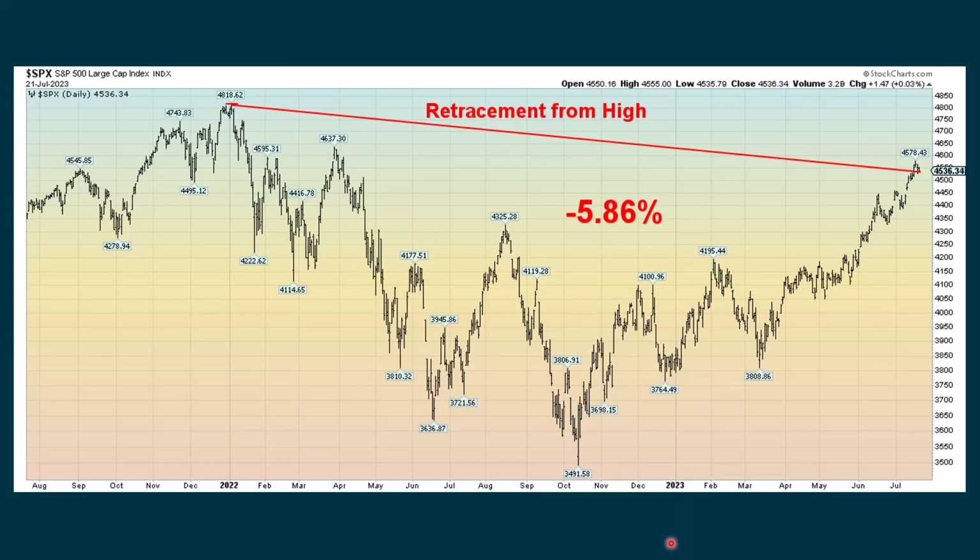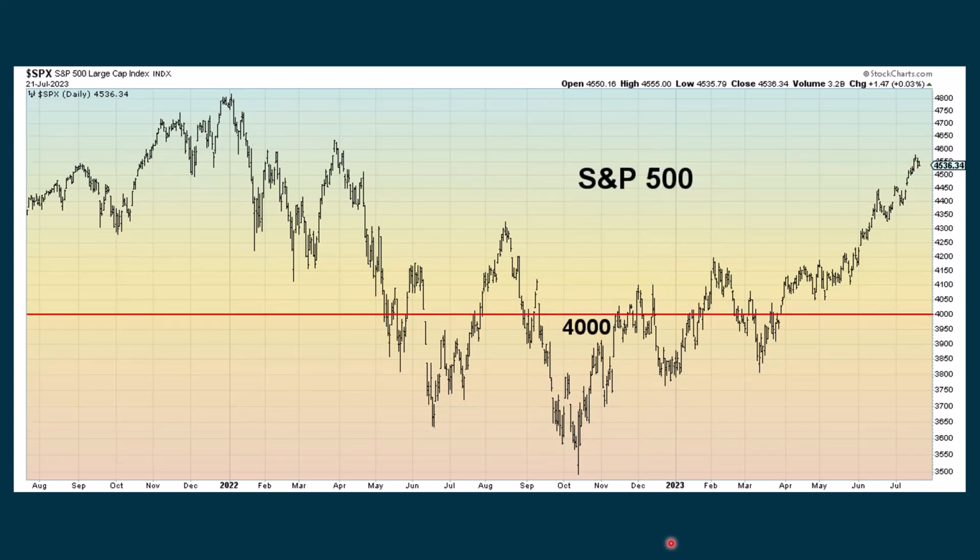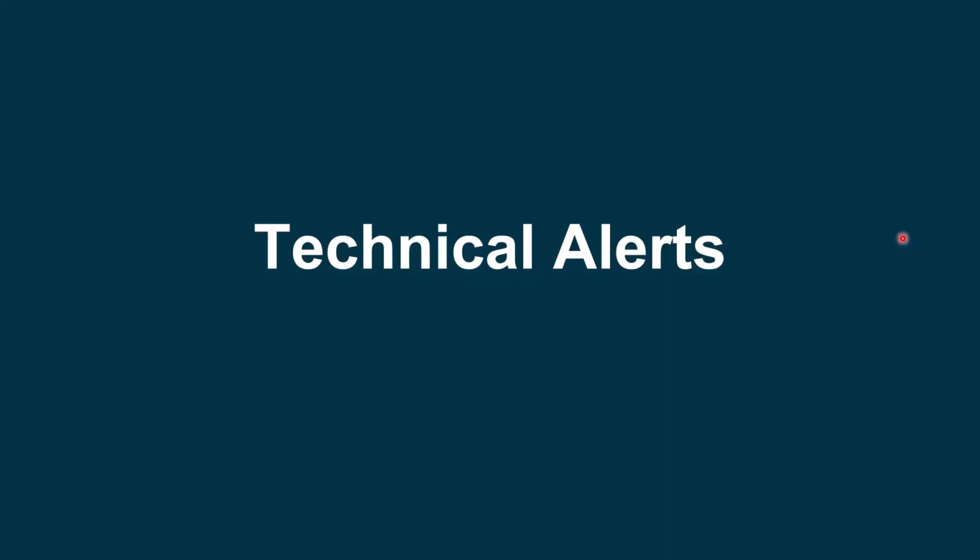We also want to keep track of where are we from the all-time high. We're currently down 5.86%. Then I usually show this chart too because the 4,000 level is a spot where the S&P spent a lot of time. We chopped above and below. I haven't been showing this chart lately because we're quite a bit above 4,000 now. In fact, we're at the 4,500 level.